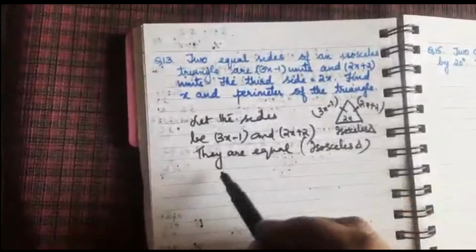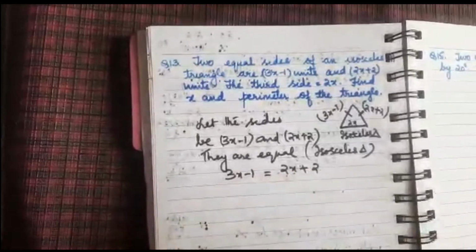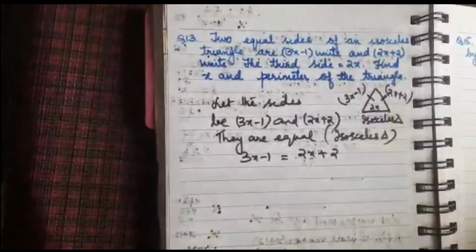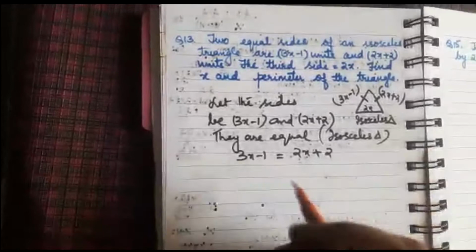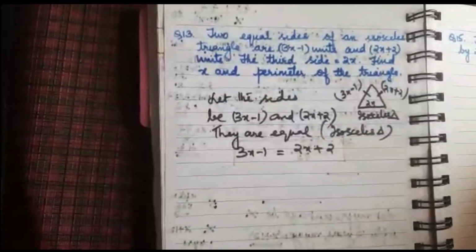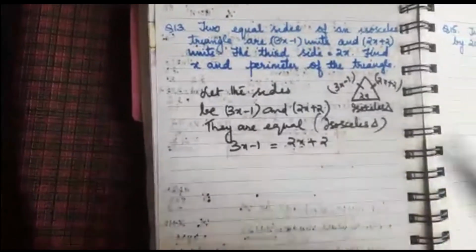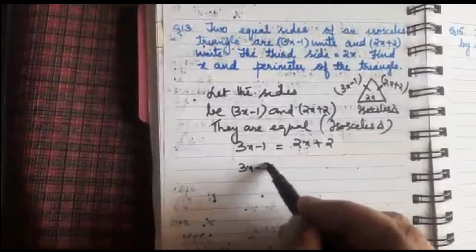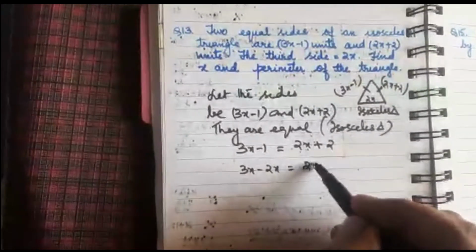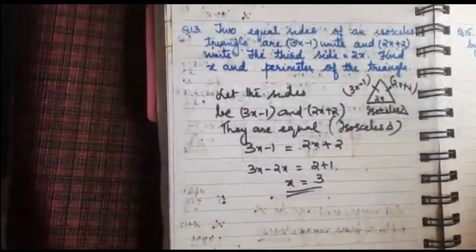Now, so 3x minus 1 equal to 2x plus 2. That means this is an equation. How will you solve the equation? We will be solving the equation by keeping the constants on one side and variables on the other side. So 3x minus 2x equal to 2 plus 1. 3x minus 2x, x is equal to 3. So you got x is equal to 3.